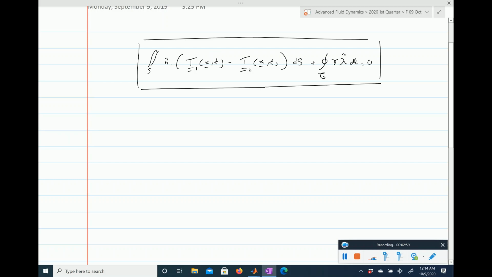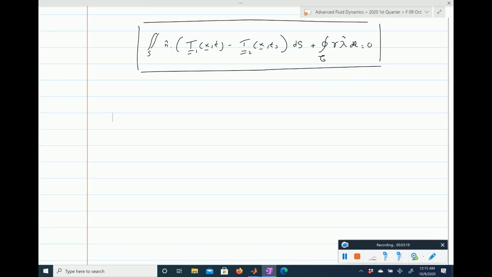And at the differential level, this equation here, you just apply some mathematical tools from differential geometry, and it yields two stress boundary conditions, one in the normal direction and the other in the tangential direction. So we'll start with the stress boundary condition in the normal direction first.